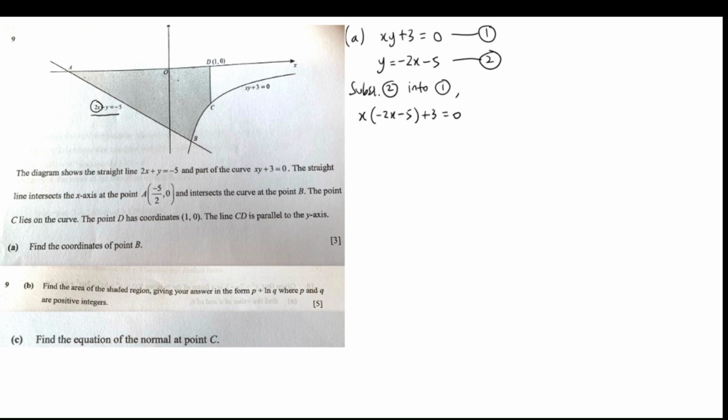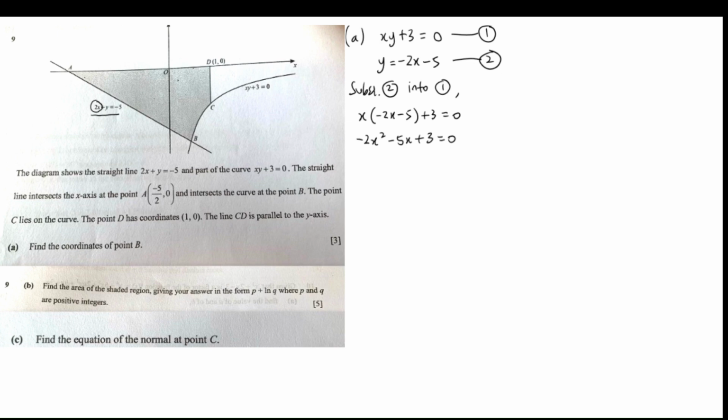So, for part A, I'll write down the two equations, xy plus 3 equals 0. I'll first call this equation 1. The second equation is from this line equation. Then I will make y the subject, so I'll move the 2x to the other side, which gives me negative 2x minus 5, and I'll call this equation 2. Then I'll substitute equation 2 into equation 1. x times negative 2x minus 5, plus 3 equals 0. Expand it, you will get negative 2x squared minus 5x plus 3 equals 0.